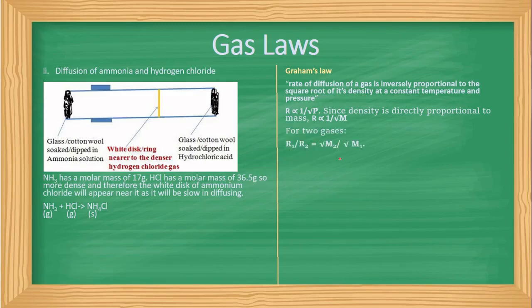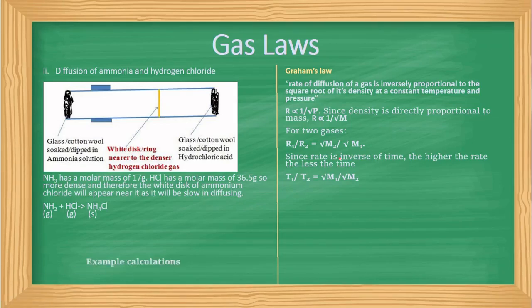So for two gases, if you had to do calculations involving two gases, you find the rate 1 divided by rate 2 is equal to square root of mass of 2 divided by square root of mass of 1. So since rate is inverse of time, the higher the rate, the less the time. So T1 divided by T2 is equal to square root of M1 divided by square root of M2.